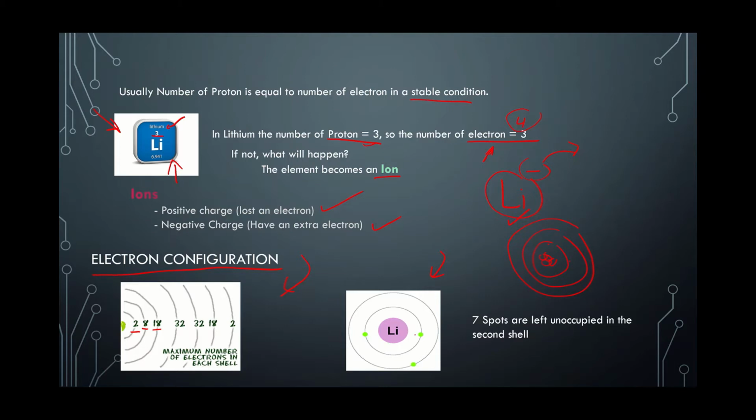So the first shell can accommodate a maximum of 2. Then one electron will be left, so it will be placed in the second shell. Now the second shell has a maximum of 8, so 7 spots will be left in the second shell for the electron movement. So the electron can accommodate these slots and move to another atom.